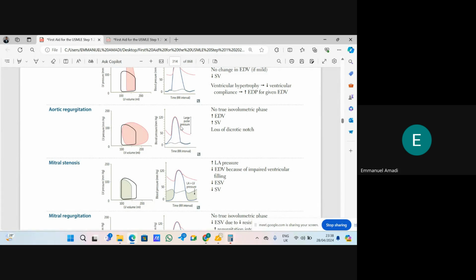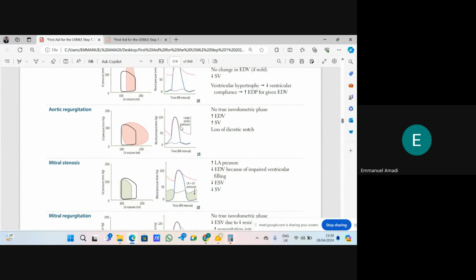Now, if you look at the manipulations in aortic regurgitation, end-diastolic volume should increase. End-diastolic volume is the volume of blood held in the ventricle at the end of diastole. Now, the ventricle is receiving blood from two different sources. It is receiving backflow of blood from the aorta. It is also receiving blood from the atrium. Think about it now. If it is getting blood from these two sources, automatically, you will definitely have the end-diastolic volume going up.